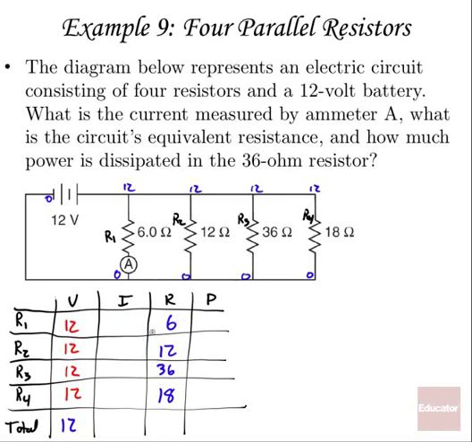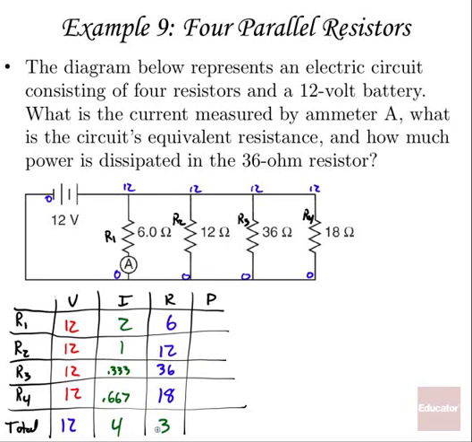I equals V over R. 12 over 6 is 2. 12 over 12, 1. 12 over 36, 1/3, 0.333. And 12 over 18, 2/3, 0.667. And the total current in a parallel circuit adds together. Or we could have used the equivalent resistance formula to figure out what that's going to be. But if I add these currents together, 2 plus 1 plus 1/3 plus 2/3 is going to give me 4 amps. So R equals V over I, 12 over 4. We get 3 ohms there.